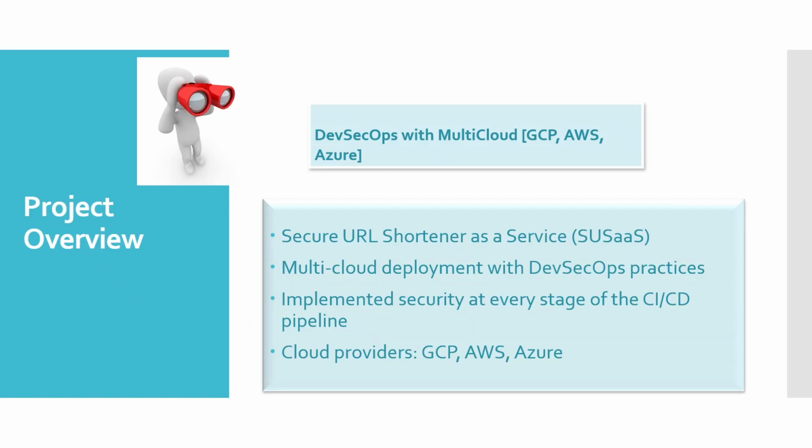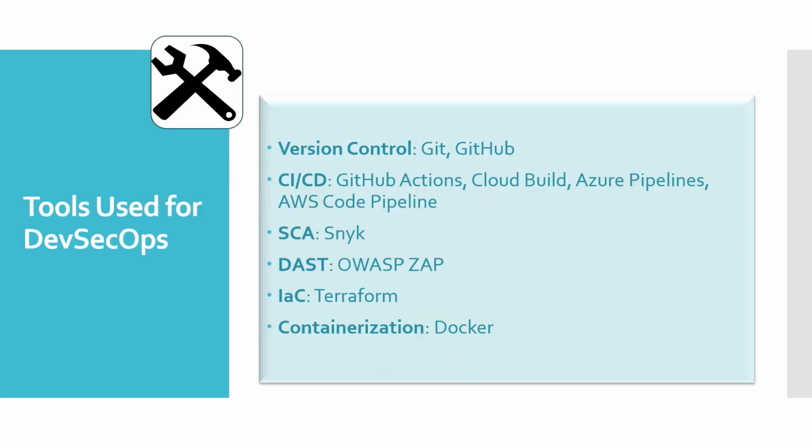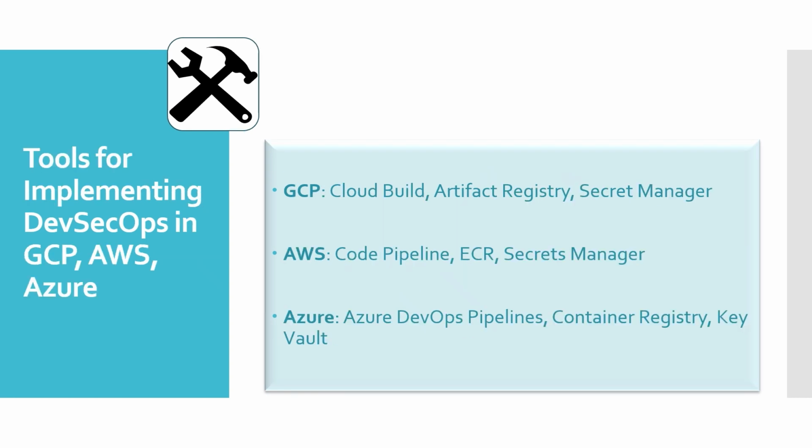Multi-cloud DevSecOps project runs in containers with cloud DBs and secret managers, ensuring validated, secure, and resilient service delivery. Tools required for the project were GitHub Actions, Cloud Build, Azure Pipelines, AWS Pipeline, Snyk for SCA, OWASP ZAP for DAST scanning, Terraform for our infrastructure as code, and Docker for containerization. Tools for implementing DevSecOps in GCP, AWS, and Azure are mentioned in this slide.